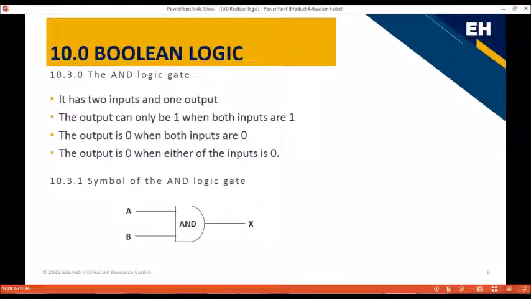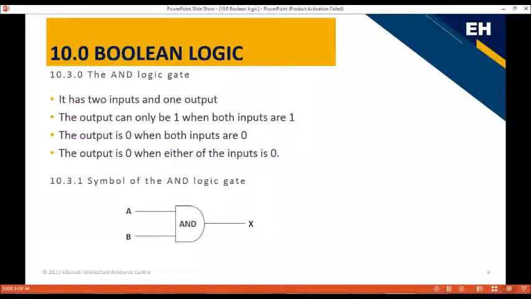So the most valid scenario where an output can be 1 is only when both inputs are 1, and every other thing becomes 0. The output is 0 when both inputs are 0, and the output is 0 when either of the inputs is 0.